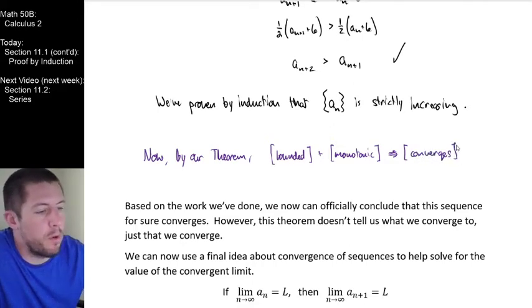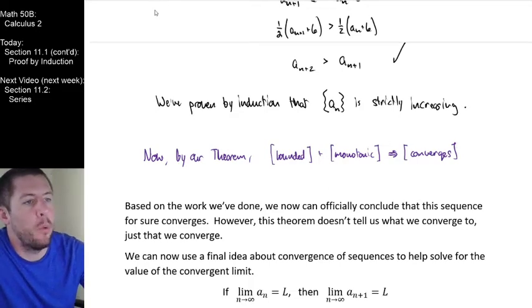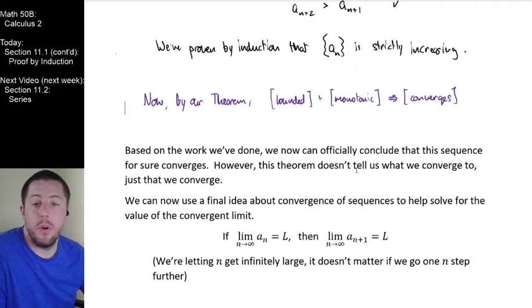This is my stupid way to write the bounded monotonic theorem. We showed both the two parts on the left, and we got the part that's on the right. So now let's go ahead and wrap up our video here by saying, can we do some tricky thoughts here to kind of help ourselves figure out what it must converge to?